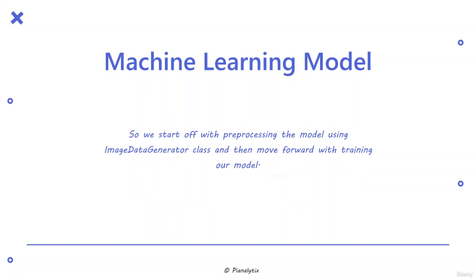For the machine learning model, we start off with pre-processing the model's data using the ImageDataGenerator class, which is a very useful class and has a lot of parameters on which different types of data, that is my images, can be transformed or augmented in different ways. And then we move forward with training our model.